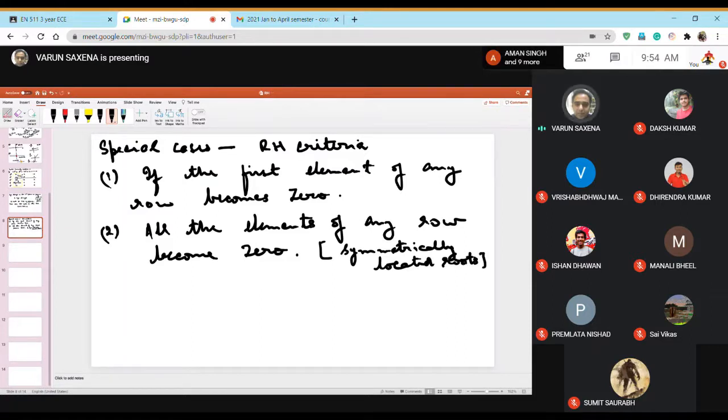This is often seen, but the point is that these are 2 conditions that we will consider as special cases. One of the elements becomes equal to 0 in a row, and the second is the entire row becomes equal to 0. Okay, so let's look at them one at a time.